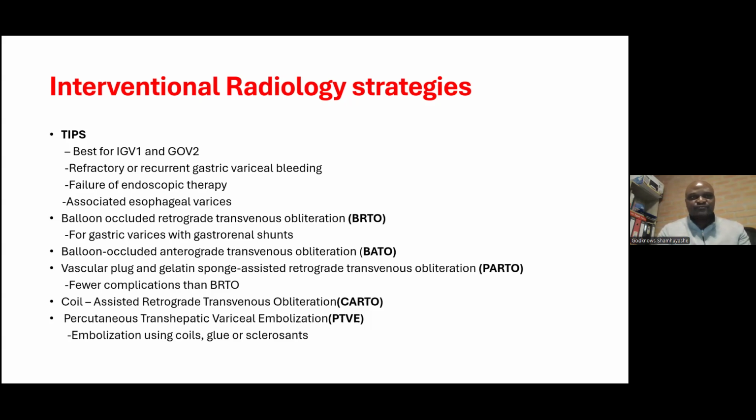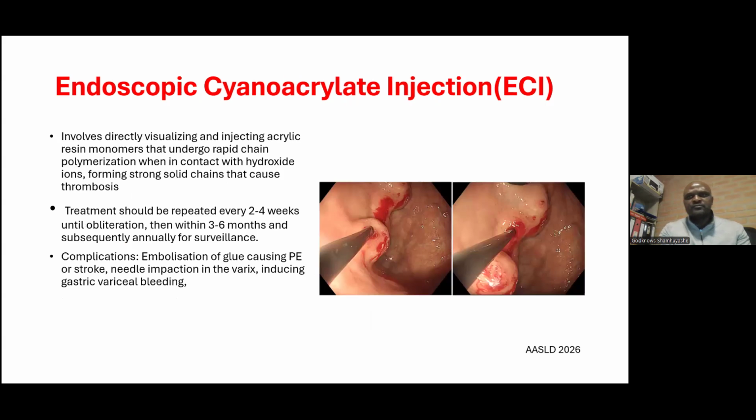So these are the interventional radiology options. They have to be familiar with most of these modalities, and depending on their expertise, they can use them for those patients who have got refractory bleeding from gastric varices.